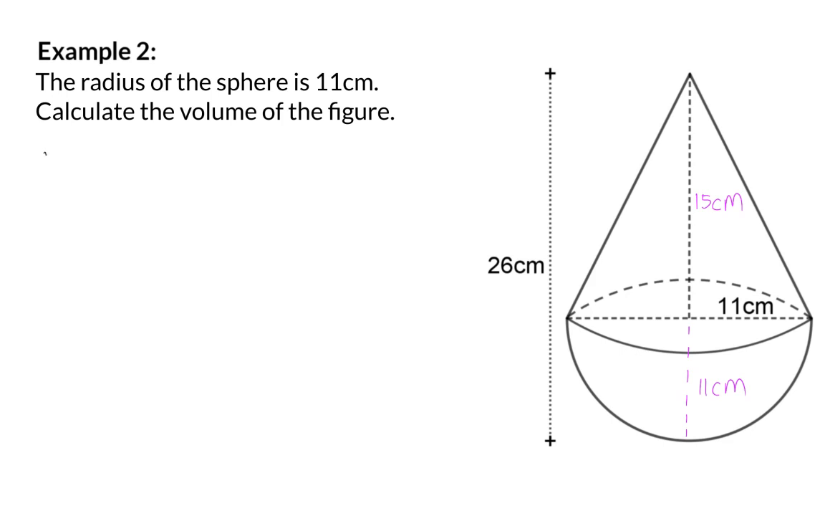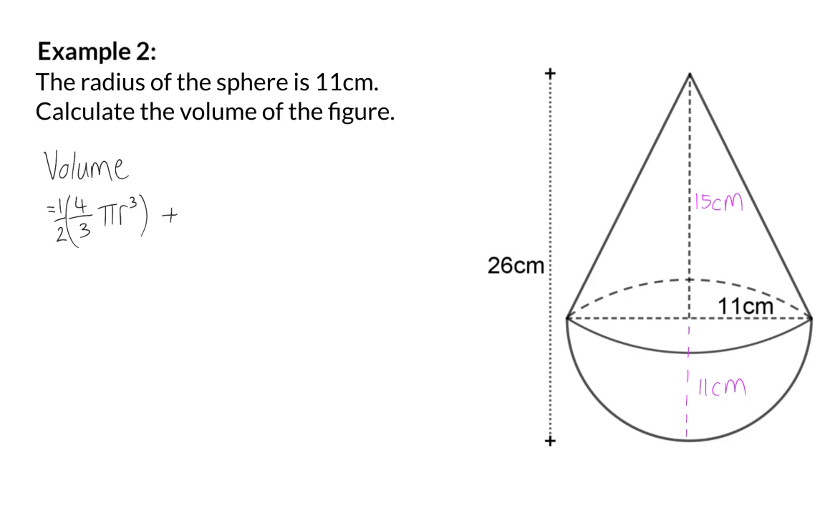When we now move to example 2 and we want to determine the volume of the figure, we again need to add the volume of two different figures. If we start with the hemisphere, the volume for a sphere is 4/3 pi r cubed, which of course for the hemisphere we now need to multiply by a half. So you could also write 4/6 pi r cubed.